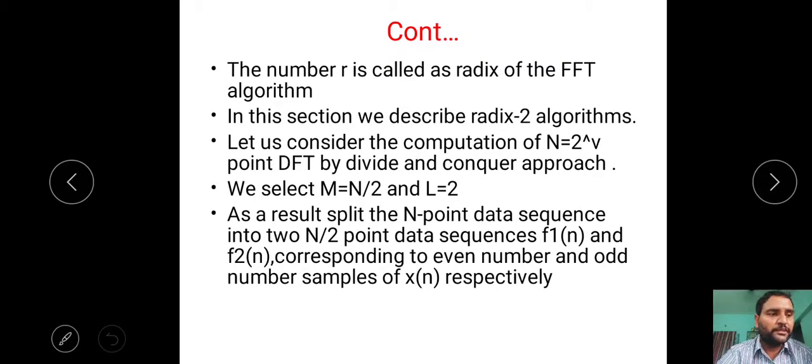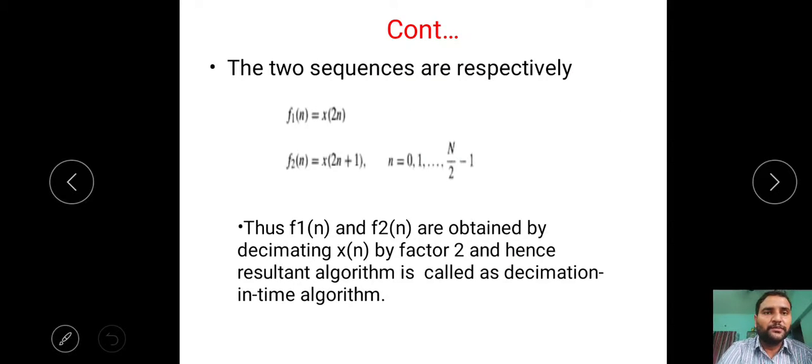x of 0, x of 2, x of 4, x of 6 are the even numbers. 1, 3, 5, 7 are the odd numbers. Like that, we can divide the given sequence into two parts. Then we apply the DFT to each individual part. Finally, we cascade all the outputs. Like this, the two sequences can be represented as: the first one, f1 of n is equal to x of 2n, that is for even numbers. f2 of n is equal to x of 2n plus 1.